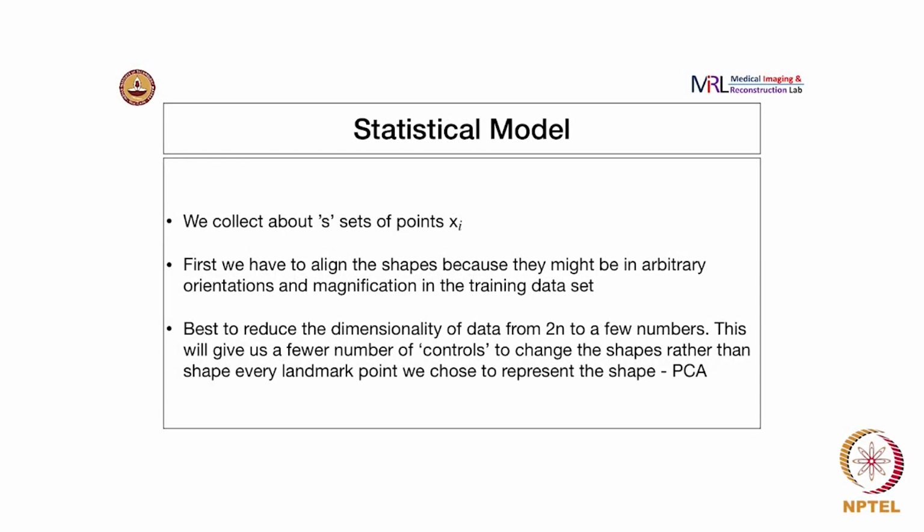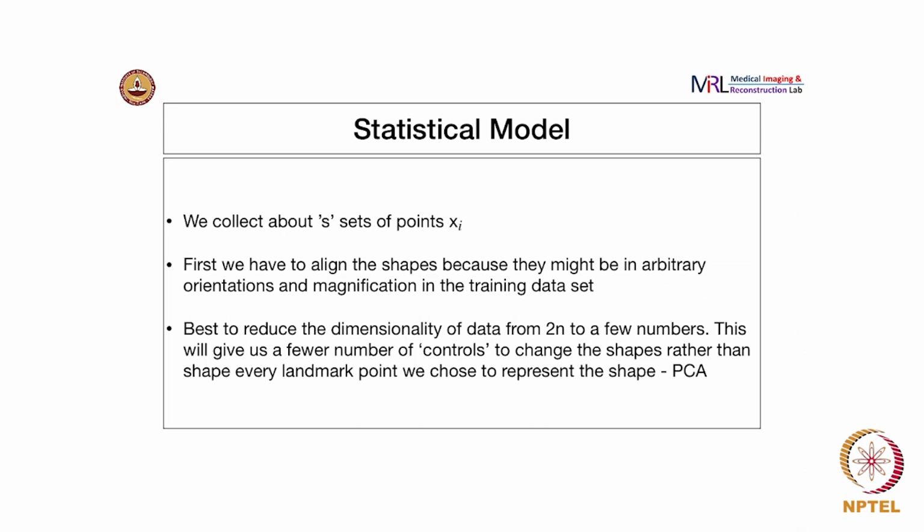Okay, then next we move on to how we build this so-called statistical model. The first step is, once we collect the set of points for every shape we have, and here once again I'm going to be abusing notation a bit. Ideally we need two indices, one to index the points in a shape, and the other to index the instance of the shape.